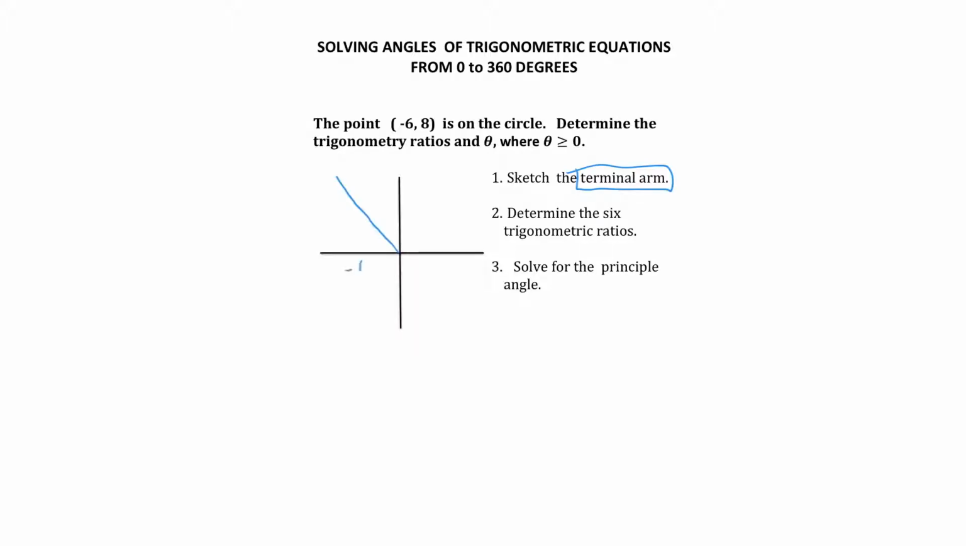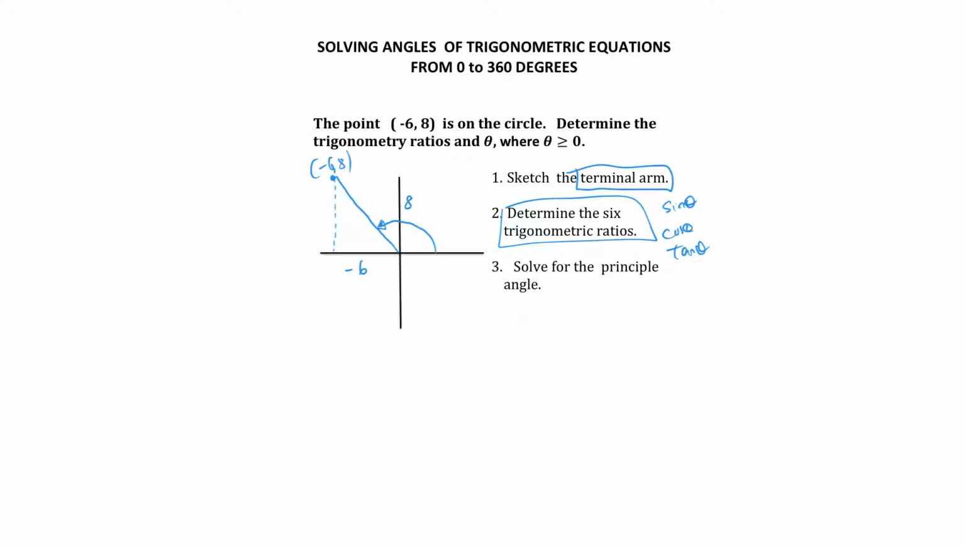So you have -6 and 8. I'm just going to draw this -6 and 8. Next thing we're going to do is calculate the 6 trig ratios. So start out with sine theta, cos theta, and tan theta. Now keep in mind, theta is the angle that is going to push the terminal arm into quadrant 2.